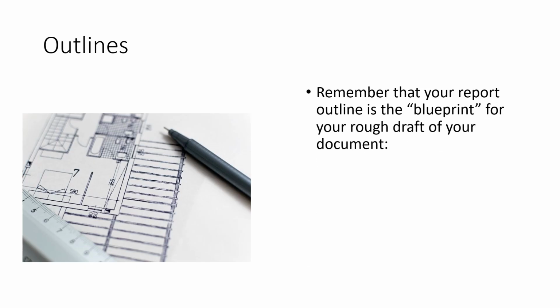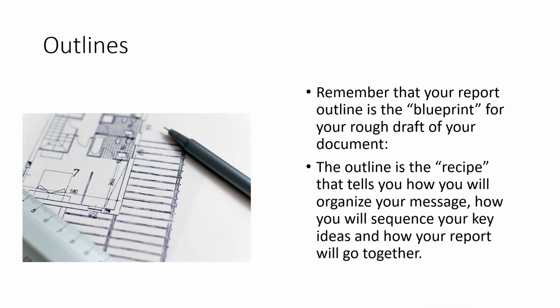So with an outline, it's just a blueprint. It's a rough draft of our document. It's not our final product. We're just throwing in a rough draft. And it's the blueprint for what we're trying to get accomplished. It's our recipe, and it tells us how we're going to organize our message to our reader, and then how we're going to sequence our key ideas and how our report's going to go together. So this is what we're going to do with our outline, but it's our recipe, and we need to realize that.